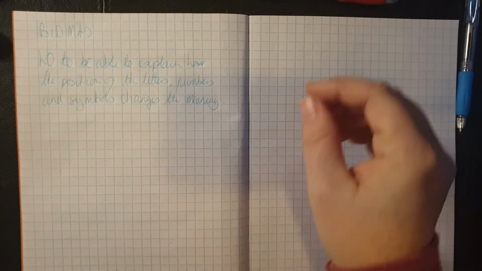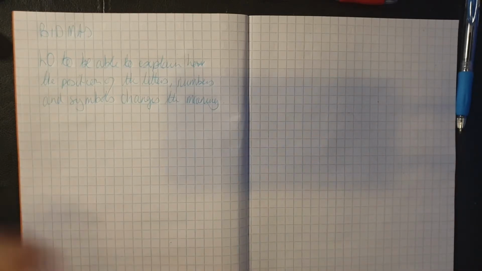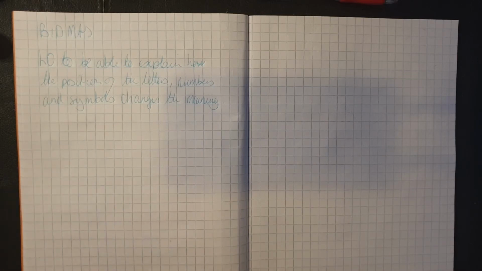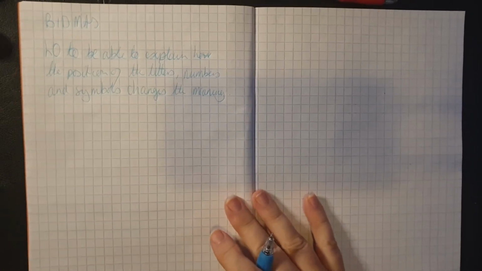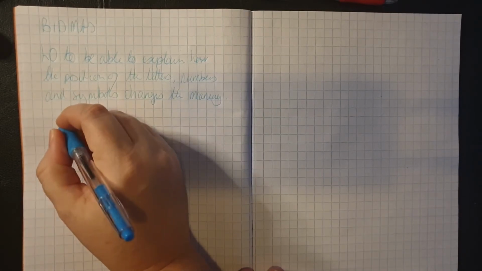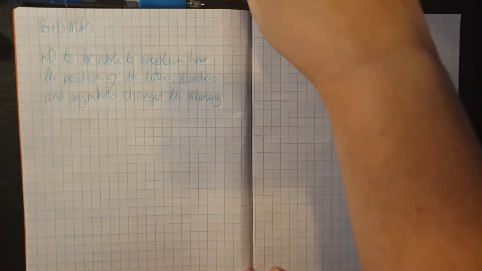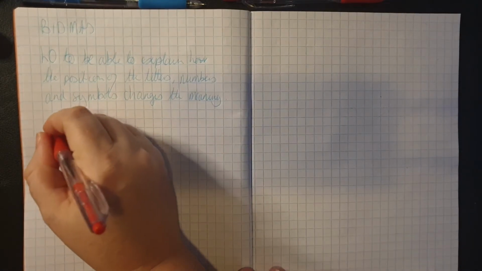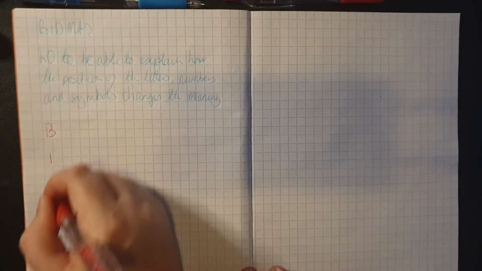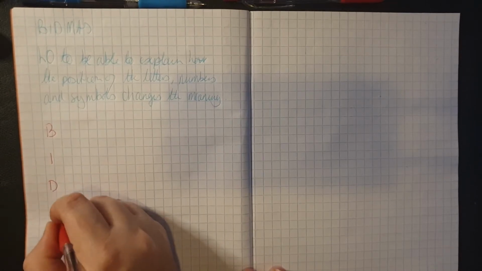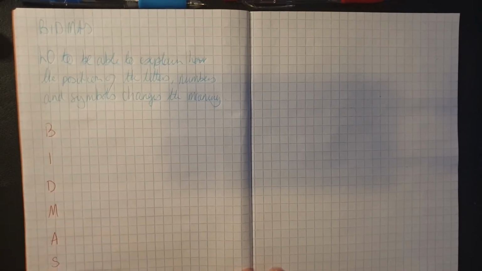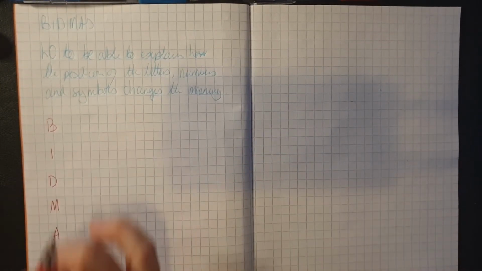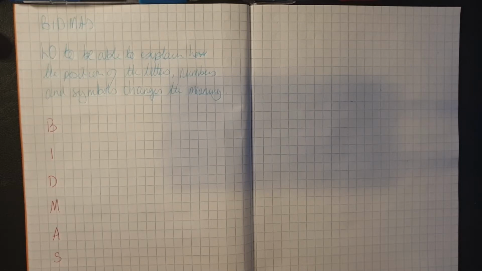Now, BIDMAS is something you already know about. You already know that each of the letters stands for a different mathematical operation. So we have, actually I'm going to change pens just so it's a little bit easier to see, because I don't think that blue is very easy to see in this light. So we have B-I-D-M-A-S, BIDMAS. Make sure we can see it. We can indeed. And each of those letters stands for a different mathematical operation.